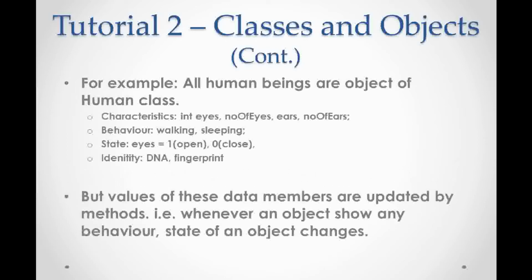But values of these data members are updated with the help of methods or behaviors. That is, whenever an object shows any behavior, the state of the object changes. Why? Because definitely the values of these characteristics change, and whenever a characteristic's value changes, the state is also changed. So to change the state of an object, it needs to perform some behavior.